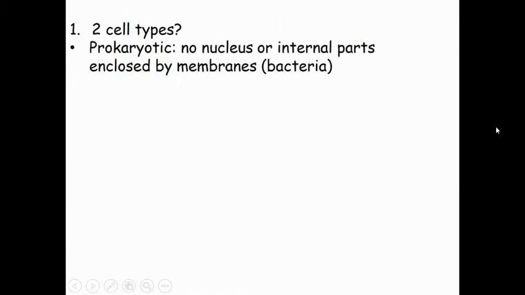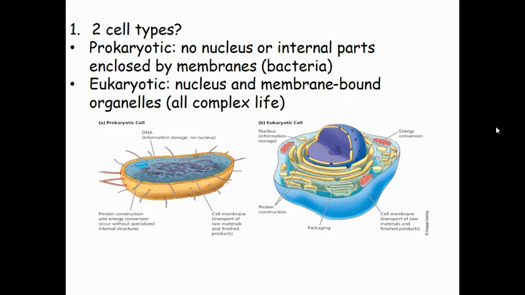All right, so there's two different types of cells. One is a primitive cell. Prokaryotic cells have no cell nucleus, no internal parts that have membranes on them. Example would be bacteria. These were the first living cells on the planet. Eukaryotic cells, those are the cells that make up humans and most complex organisms. They have a nucleus where the DNA is stored. They have membrane-bound organelles. All complex life is made of eukaryotic cells.